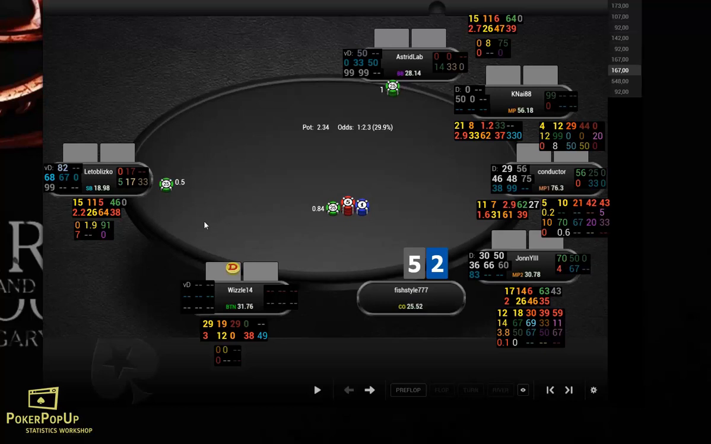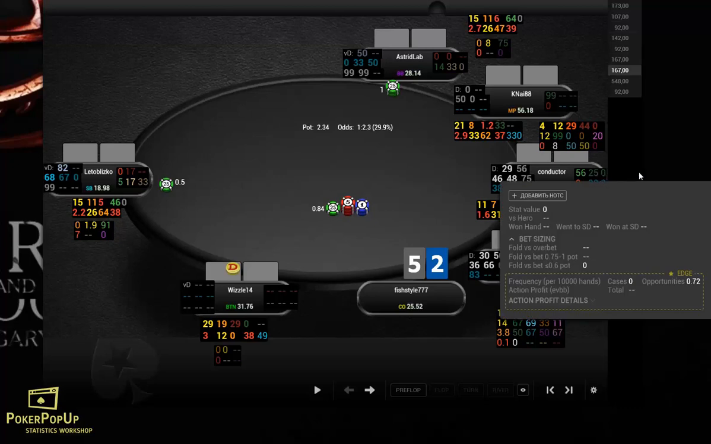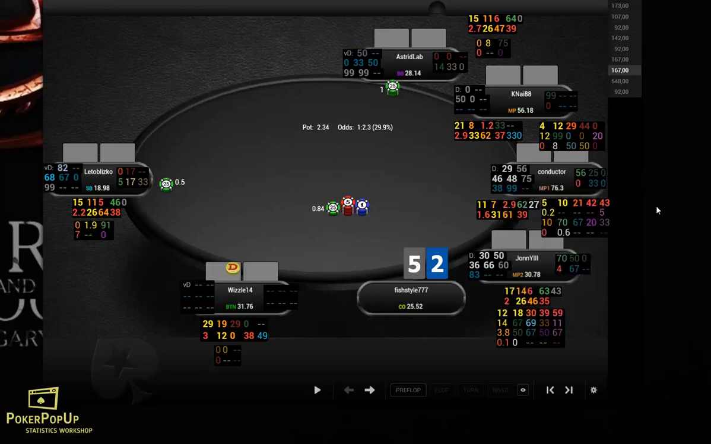For an opponent out of position in front of us, in this case Conductor, the first green stat is check-fold flop, and the next 2 stats are folds to floats. This is the situation when our opponent bets flop, we call, then he checks the turn and we bet. This stat shows how often he folds, and the last stat means the same for the river.